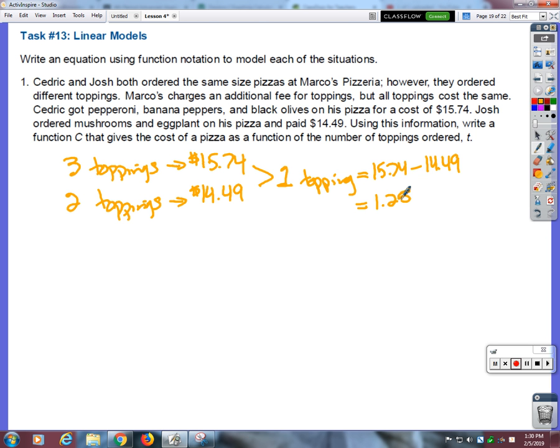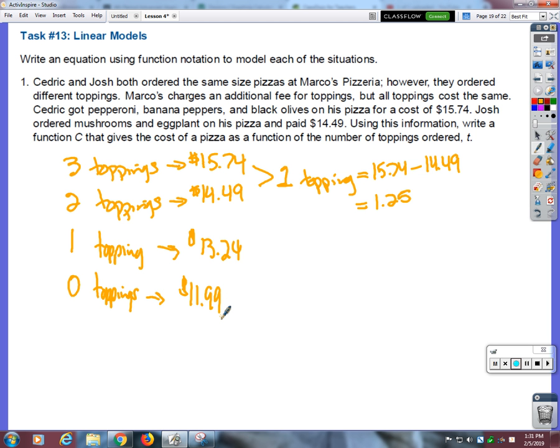All right? Here's the tough part, though. Now we got to figure out how much the pizza with no toppings costs. So 3 toppings, $15.74. 2 toppings, $14.49. 1 topping. How would you figure out how much a pizza with 1 topping would cost? Subtract $1.25. So will you do that? $13.24. And then if we go to 0 toppings, then you subtract $1.25 from that and you get $11.99.